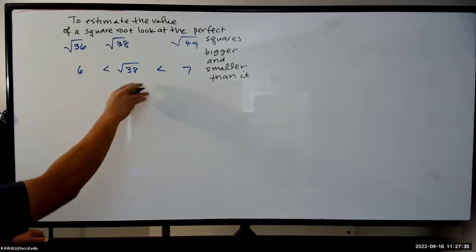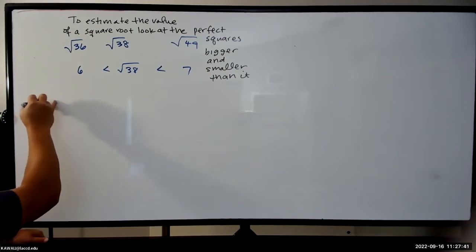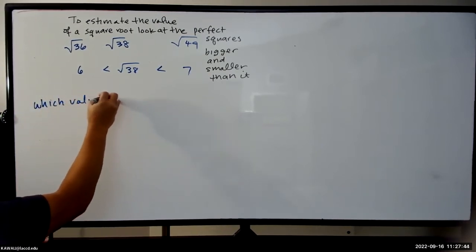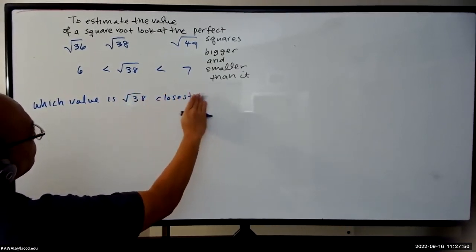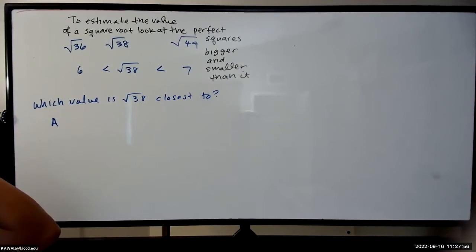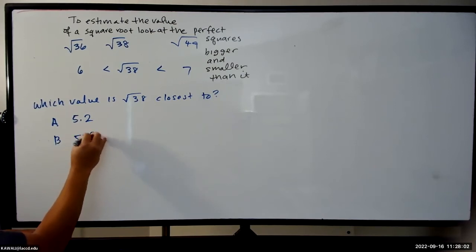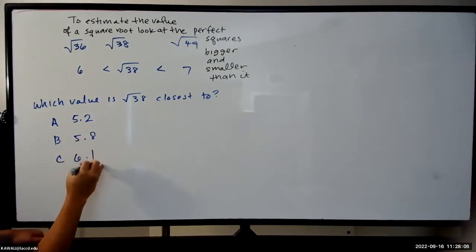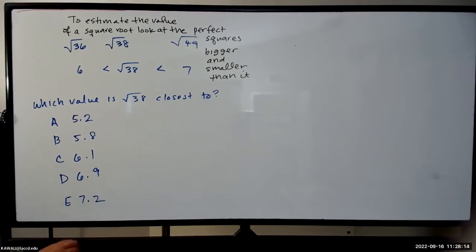So when we look at this, if I asked you a question: which value is square root of 38 closest to? You had A, 5.2, B, 5.8, C, 6.1, D, 6.9, E, 7.2. Go ahead and write that.